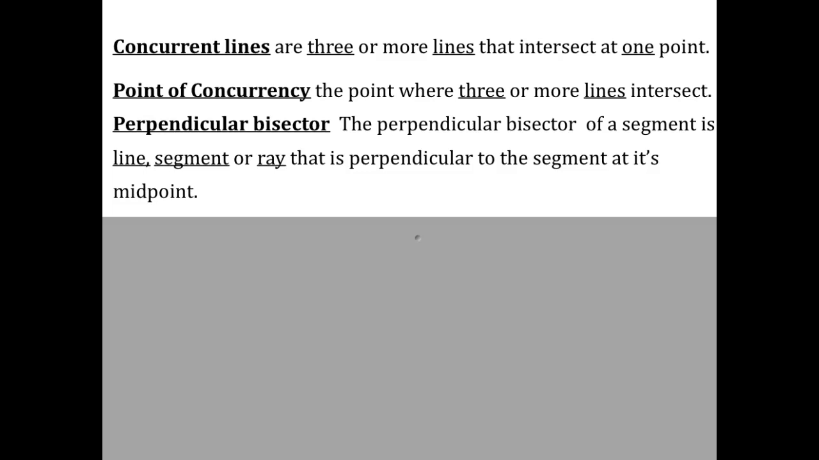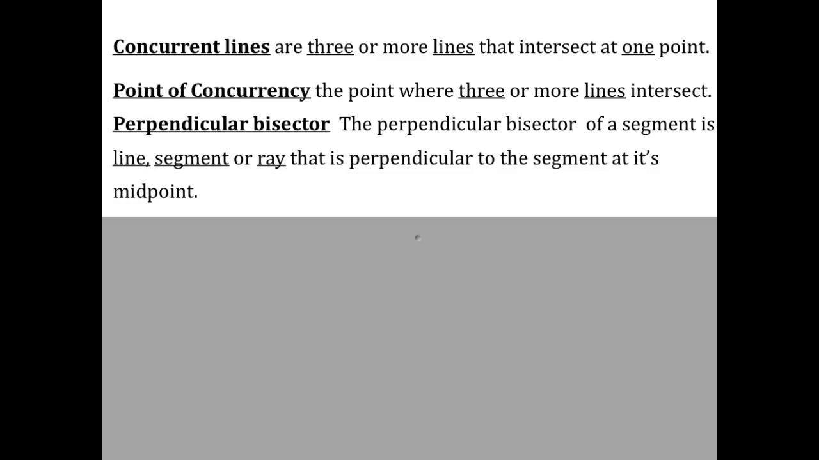We've been talking a lot about perpendicular bisectors. The perpendicular bisector of a segment is a line, segment, or ray that is perpendicular to the segment at its midpoint. So today's going to use that topic and talk about how perpendicular bisectors are concurrent in a triangle.